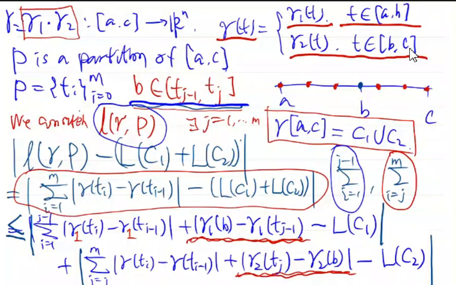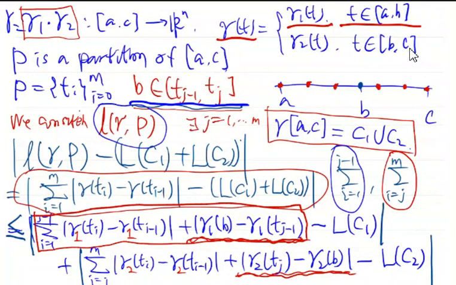So in the second sum, this is gamma 2. Okay, now let's have a look at the first sum. In the first sum, including the term we added for b, what's this? This is precisely the total length of the inscribed polygonal of gamma 1, of C1.